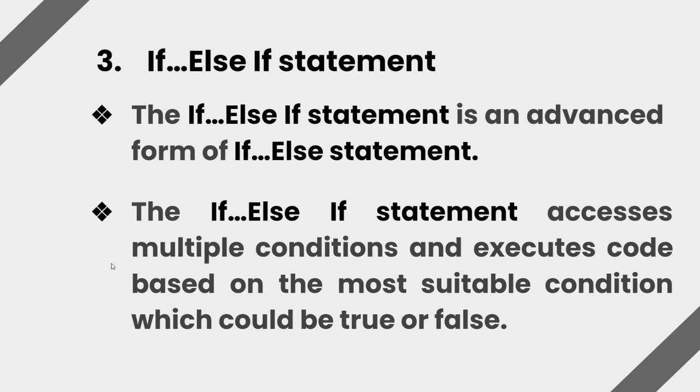The if else if statement accesses multiple conditions and executes code based on the most suitable condition, which could be true or false. So for the if else if statement, you're not going to have a single condition like the way you have it in the if statement and in the if else statement. Here you're going to have multiple conditions. And so depending on how true or how false the conditions are, it will depend on what particular code would execute. So I'm going to show you now the flow chart and I would explain how this works.